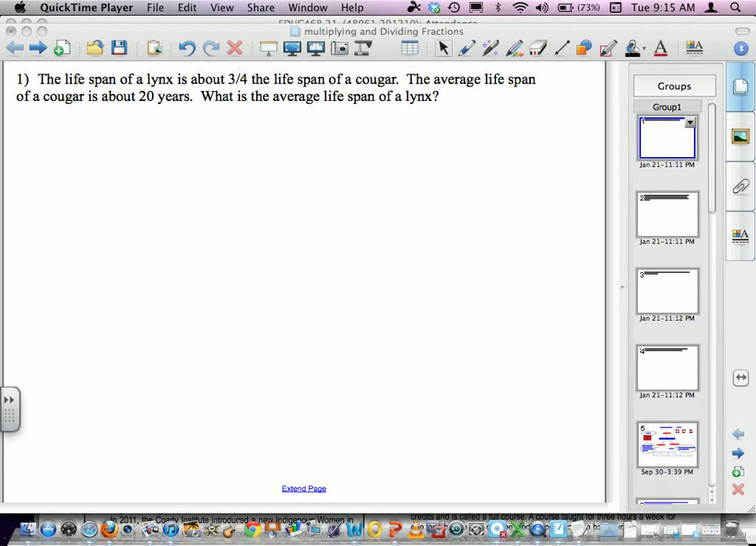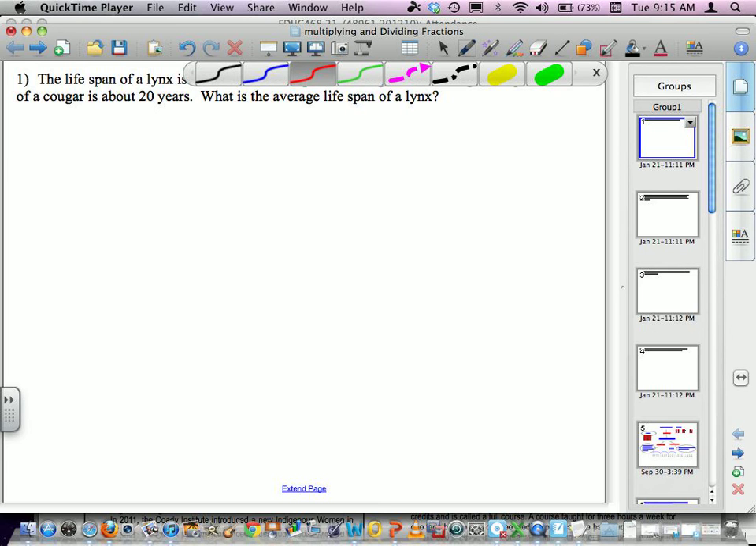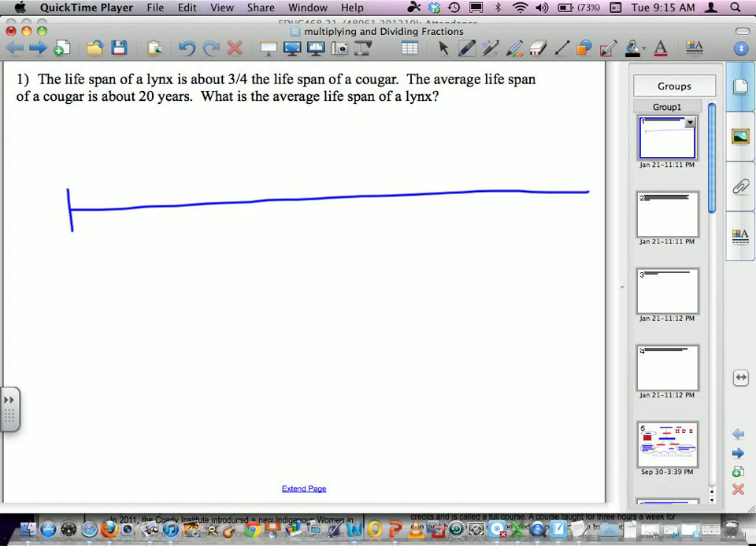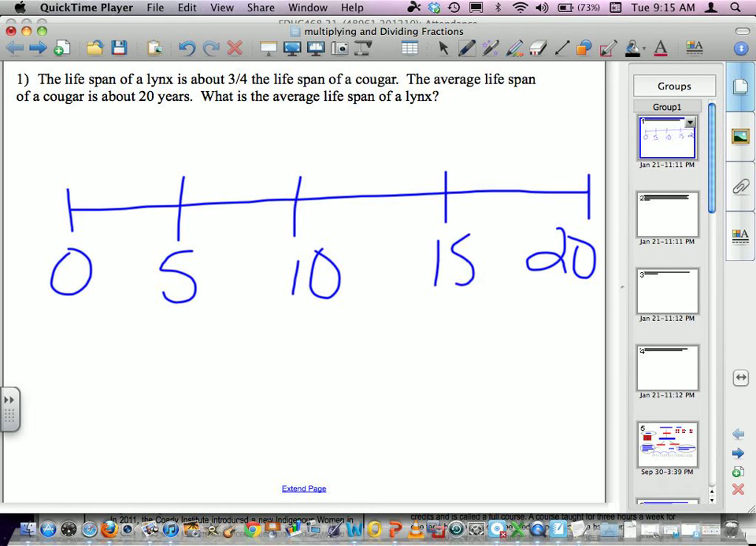How did you do this one, Dennis? Megan will show us? I just did a number line. A number line? 0 to 20. Counting by 5, and this one is kind of easy. You know that 20 is even, so you just jump 3 times. So you have a number line. You can look at 3 out of 4 parts. So 20 years is the cougar, 15 years is the lynx.